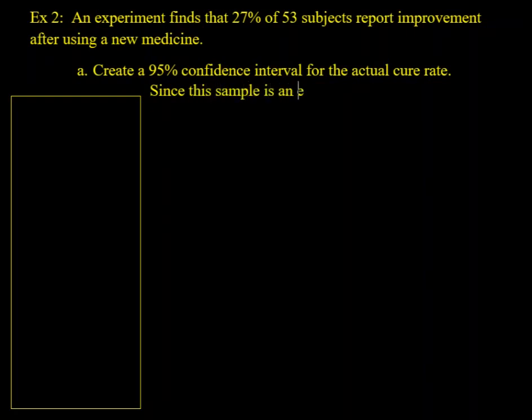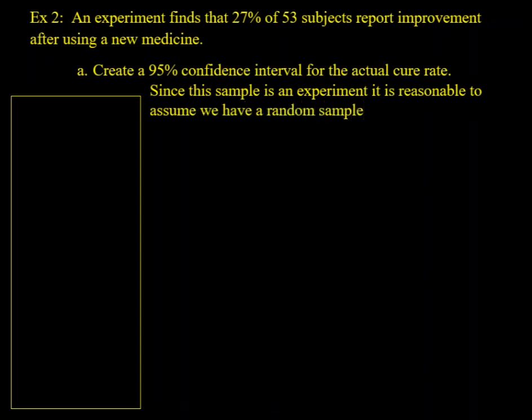Since the sample is from an experiment, it is reasonable to assume we have a random sample. It doesn't tell us that, but we can assume it from a properly designed experiment. And we are testing the medication, so the 10% condition does not apply. Our population is the medicine.